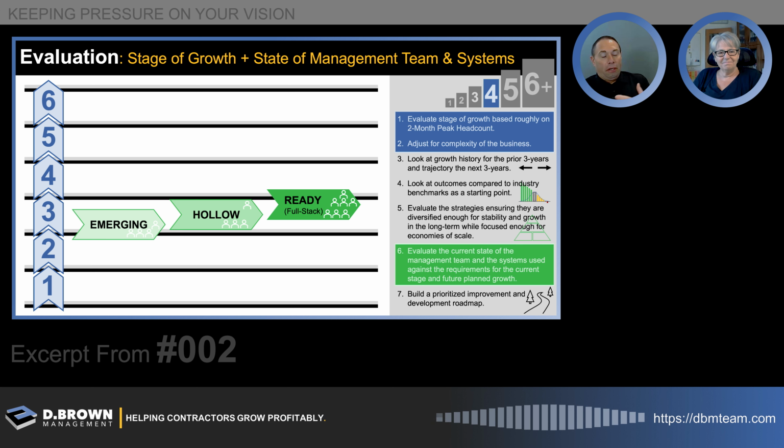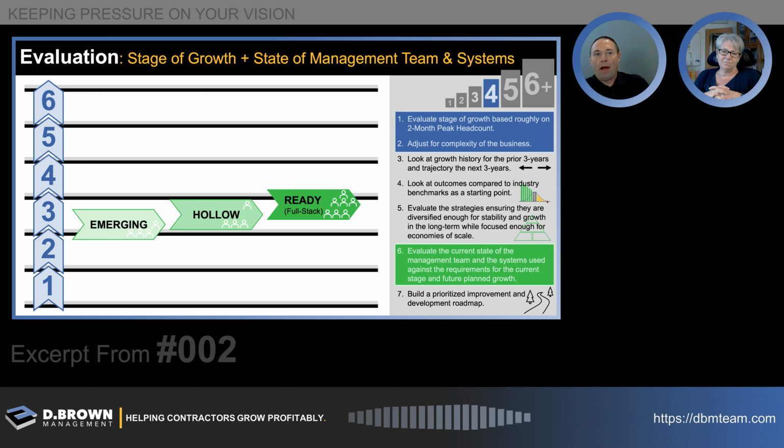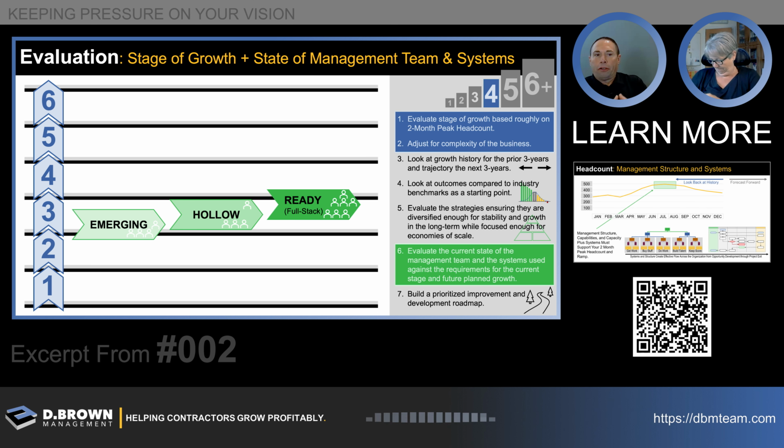So in terms of the management team, you just teed this up perfectly. This is what has to be evaluated. If you're looking at this, it's easy to do on your own. Start with step one: evaluate generally what stage of growth you're at, based roughly on your 2-month peak headcount, like we talked about last time. Adjust it for the complexity of the business.